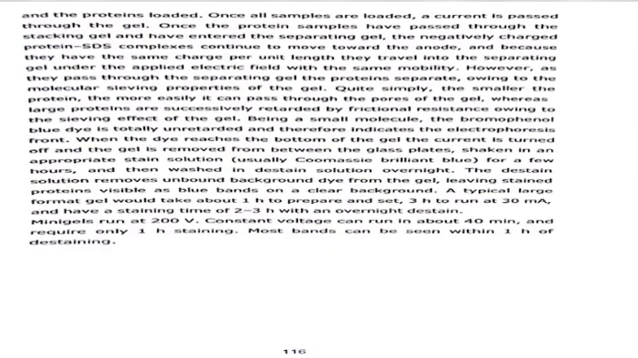Once the protein samples have passed through the stacking gel and have entered the separating gel, the negatively charged protein-SDS complexes continue to move toward the anode, and because they have the same charge per unit length, they travel into the separating gel under the applied electric field with the same mobility. However, as they pass through the separating gel, the proteins separate owing to the molecular sieving properties of the gel. Quite simply, the smaller the protein, the more easily it can pass through the pores of the gel, whereas larger proteins are successively retarded by frictional resistance owing to the sieving effect of the gel. Being a small molecule, the bromophenol blue dye is totally unretarded and therefore indicates the electrophoresis front.